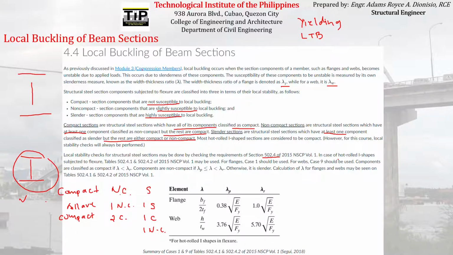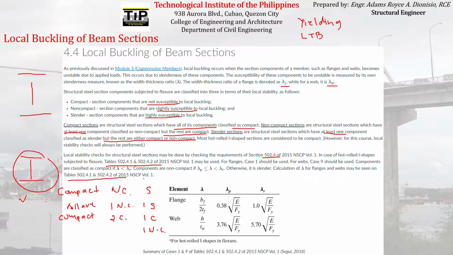Local stability checks for structural steel sections may be done by checking the requirements of Section 502.4 of 2015 NSCP Volume 1. In case of hot-rolled I-shape subjected to flexure, tables 502.4.1 and 502.4.2 of the 2015 NSCP Volume 1 may be used. For flanges, case 1 should be used. For webs, case 9 should be used. Components are classified as compact if lambda is less than lambda p. Components are non-compact if lambda p is less than or equal to lambda, which is less than or equal to lambda r. Otherwise, it is slender. Calculation of lambda for flanges and webs may be seen on tables 502.4.1 and 502.4.2 of NSCP 2015 Volume 1.